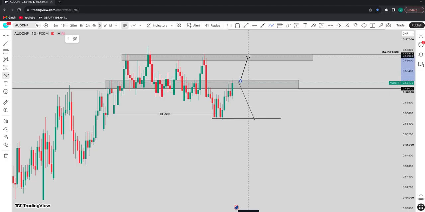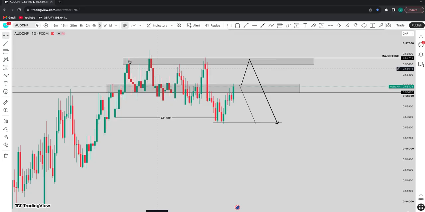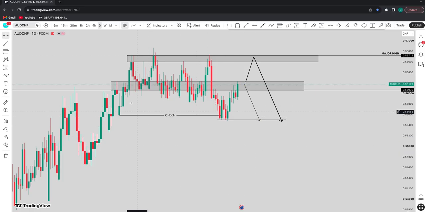Some sort of movement like this. So unless the market is breaking above this level, my bias on AUDCHF is still very much bearish. I'll be looking to take a sell from this level or this level. So this is what I'm looking at for AUDCHF.